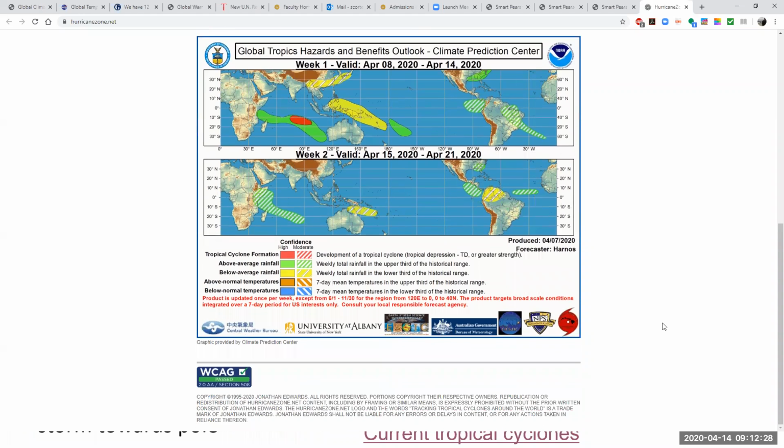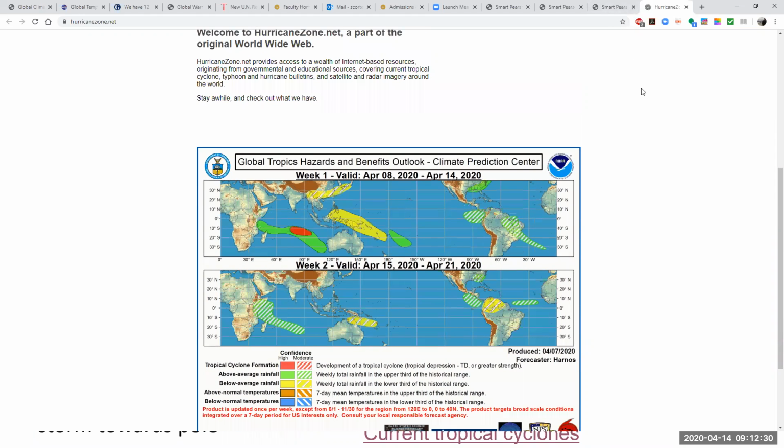Right? So this map actually shows you activity. If we looked at this in the summer, in August, you'd see a lot of activity in the northern hemisphere.